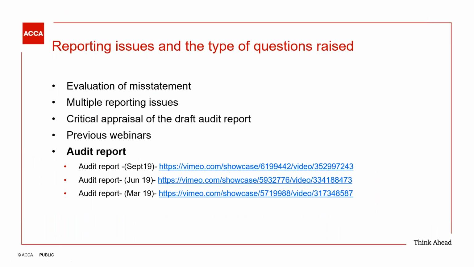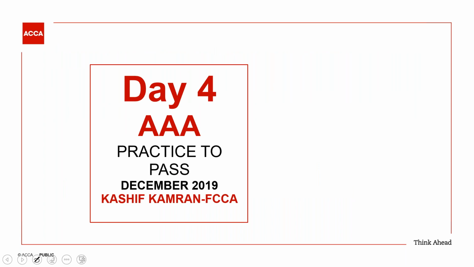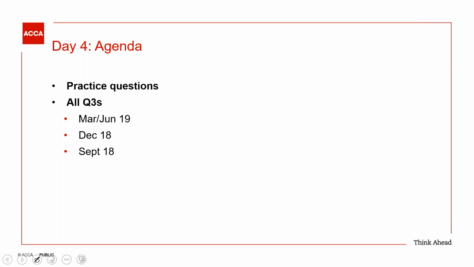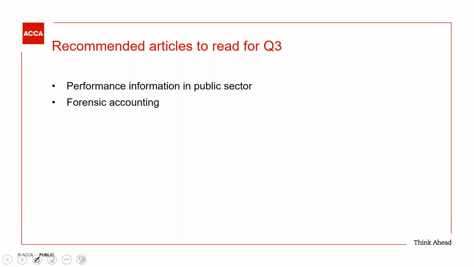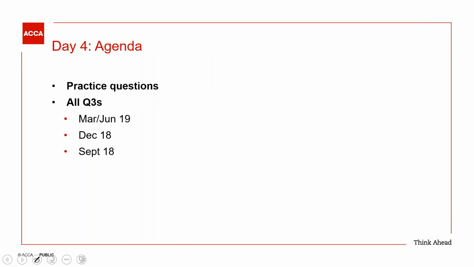Now, tomorrow on day four, when I'll be meeting you, I just want to highlight some important things so you can come prepared for the session. There are some recommended articles for tomorrow. You can see them on your screen now. Performance information in the public sector and forensic accounting are the two recommended articles for tomorrow. If you can explore them and be better prepared for the session tomorrow, right? I'll be doing three question threes with you tomorrow: March and June 19, December 18, and September 18, right?